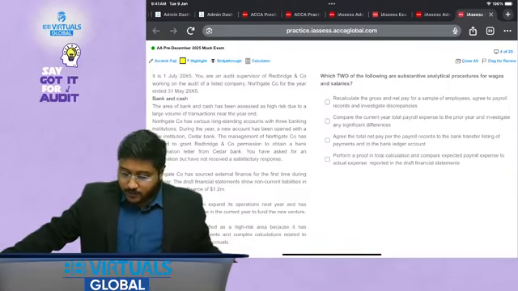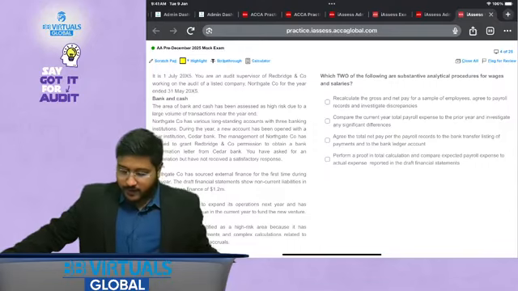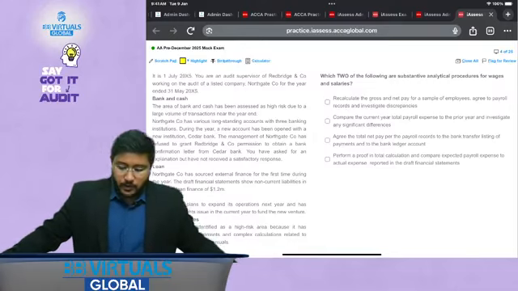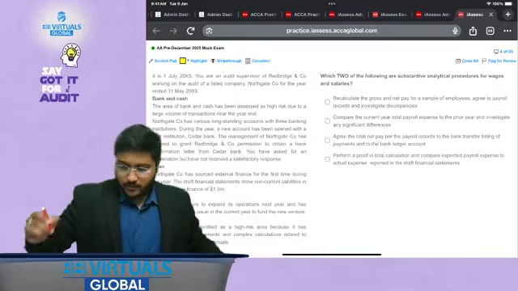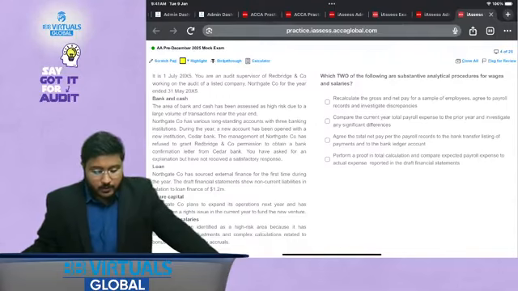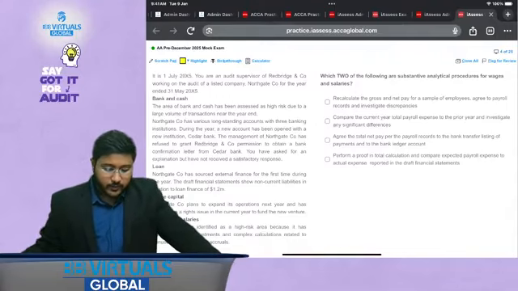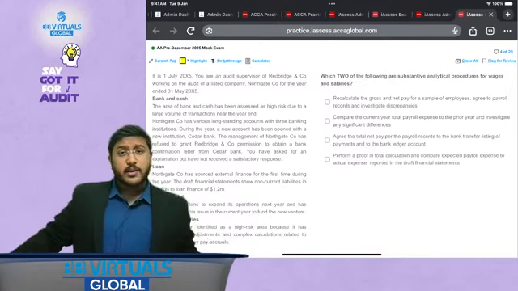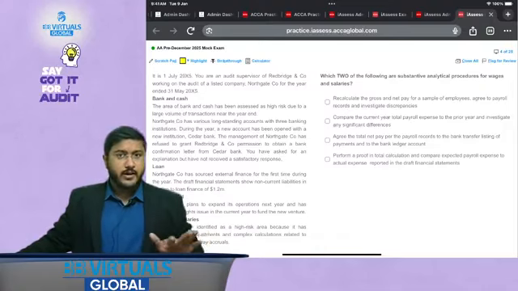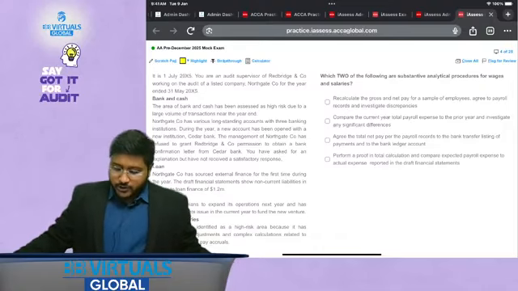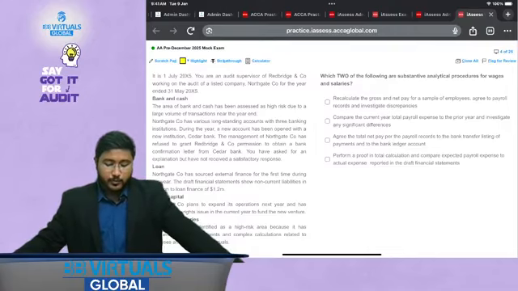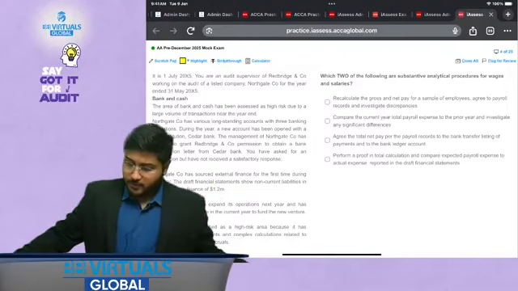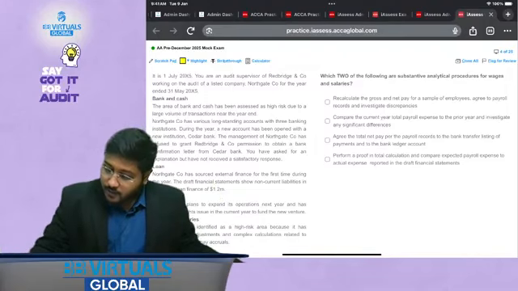Then compare the current year total payroll expense to the prior year and investigate any significant differences. So this is something which is called as variance analysis, part of the analytical procedure. So second option could be the right one here. Let me write, and agree the total net pay per the payroll record to the bank transfer listing of payments and to the bank ledger, that is whether the payment has been done accurately or not. So now this is again a valid procedure but not a substantive analytical procedure. Then perform a proof in total calculation and compare expected payroll expense to actual expense reported in the draft financial statement. This is again analytical procedure, that is comparing actual with the calculated amount. So second and fourth seems like the right option.